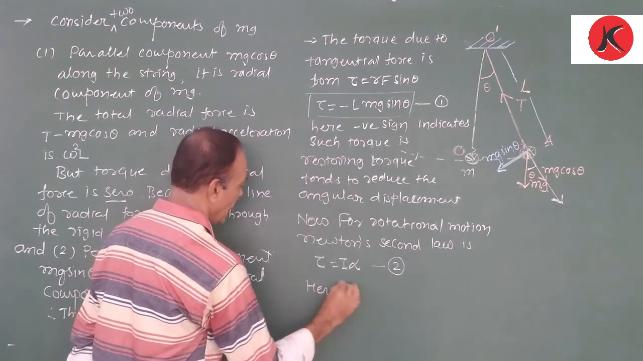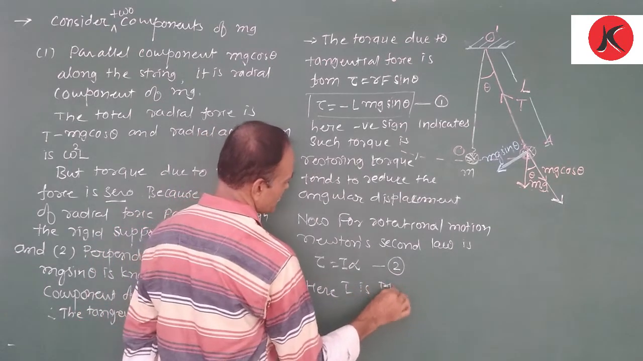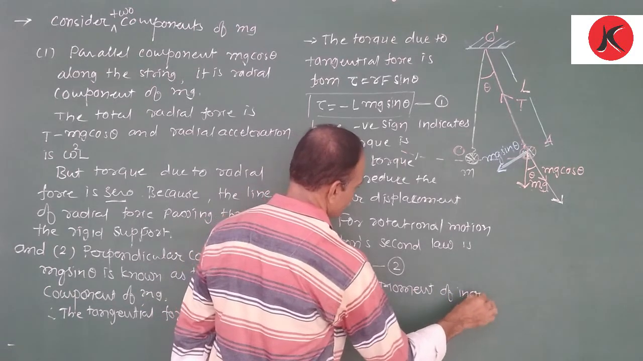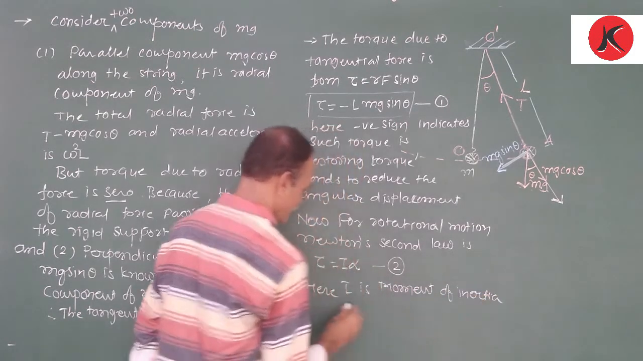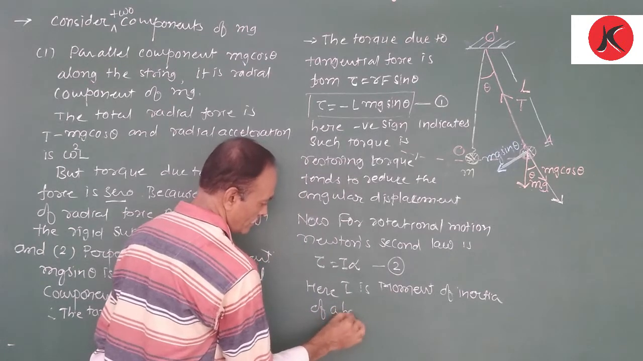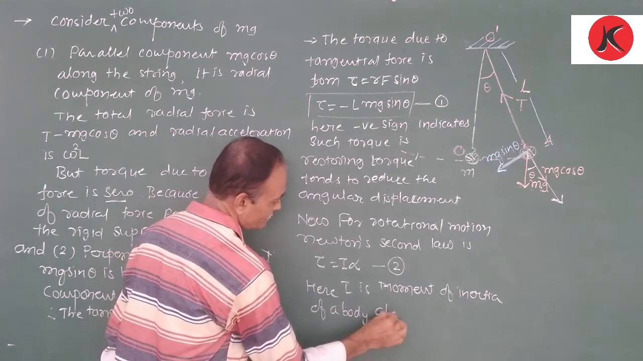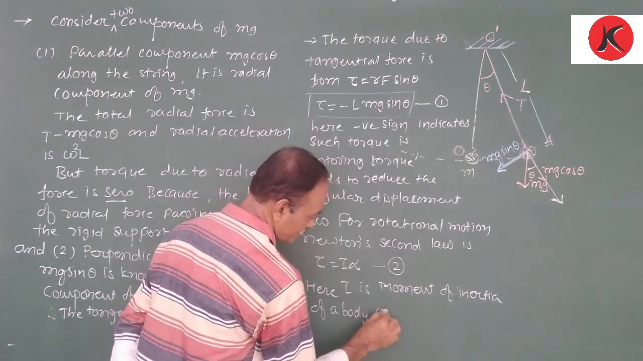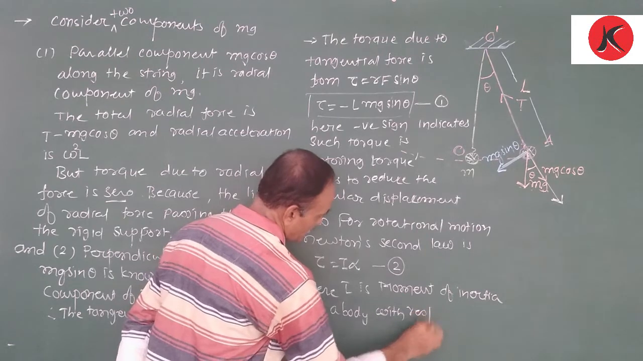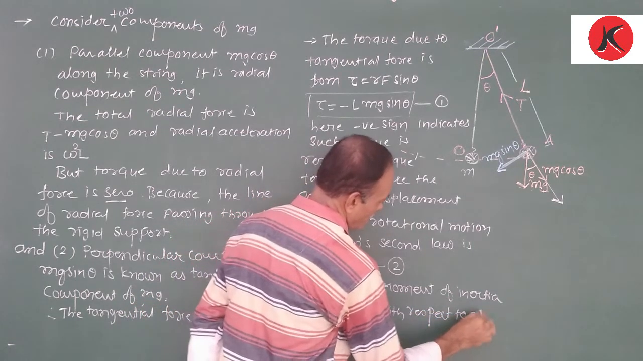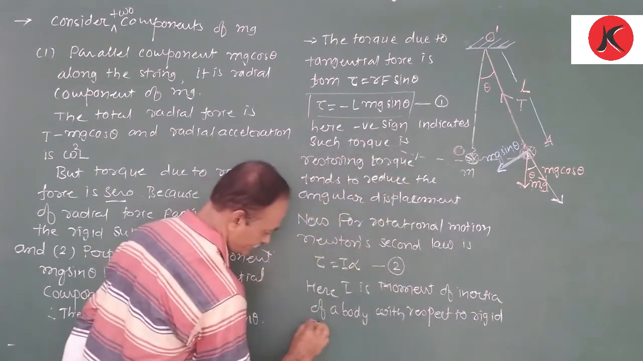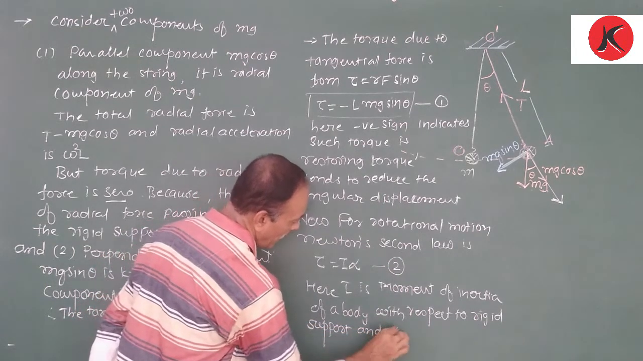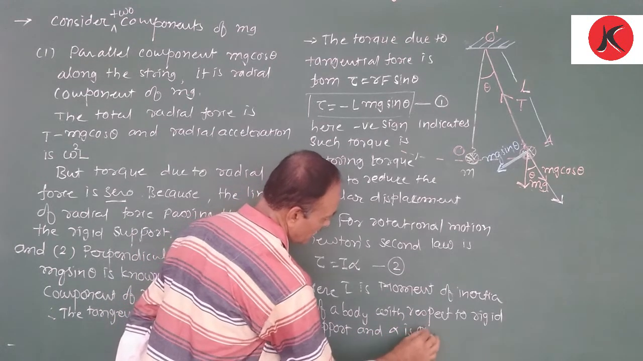Here I is the moment of inertia of a body with respect to the rigid support, and alpha is the angular acceleration.